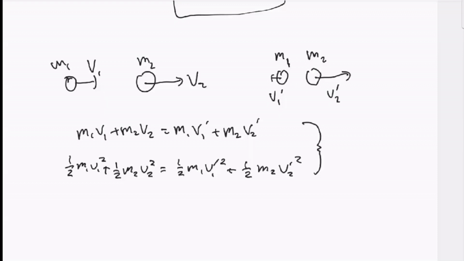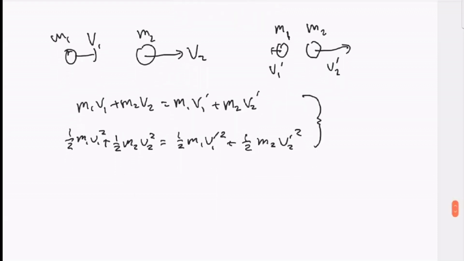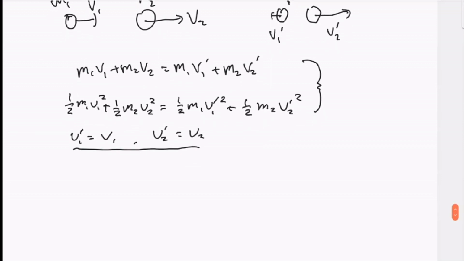All right, let's start talking about it. So, first of all, we know how to do this. We know that one solution is V1 prime is equal to V1 and V2 prime equals V2. So we can just remember this as we work. This could make our solution much easier later on.